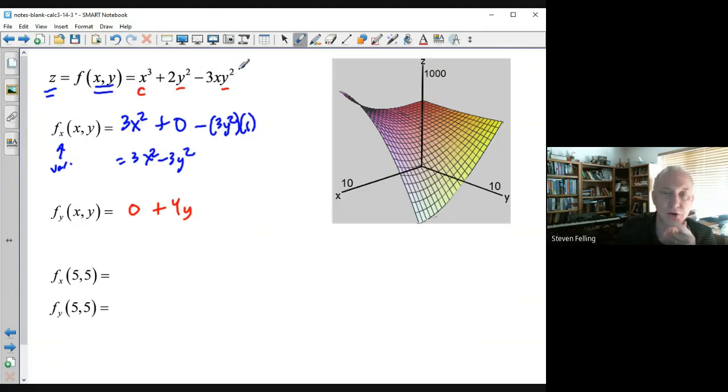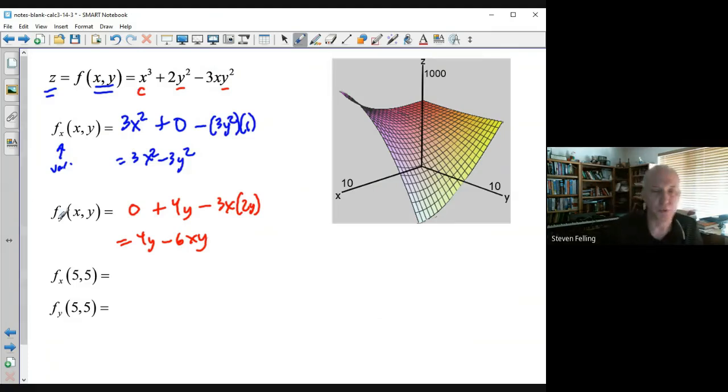And then the derivative here is 2y, and then times 3x would be, let me write that in 2 steps. There's 3x, and then there's the derivative part there, right? So this actually would be 4y minus 6xy, okay? So f sub y is the partial derivative of f in the y direction.